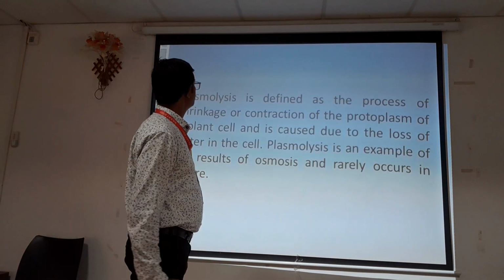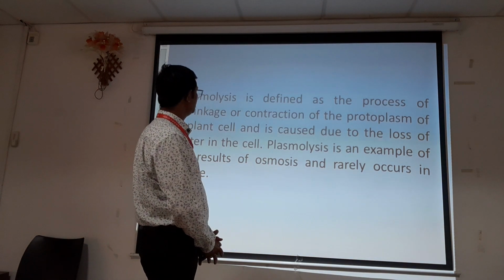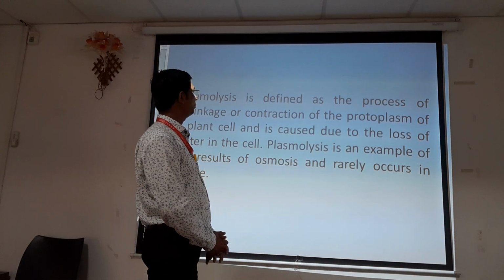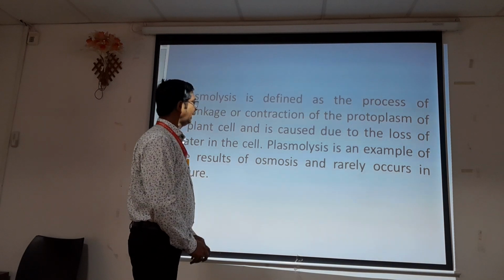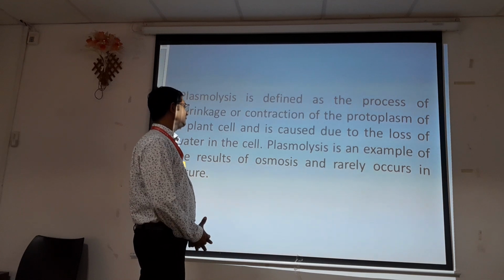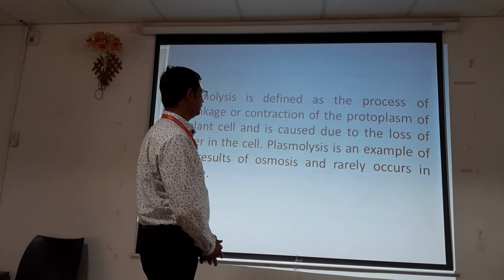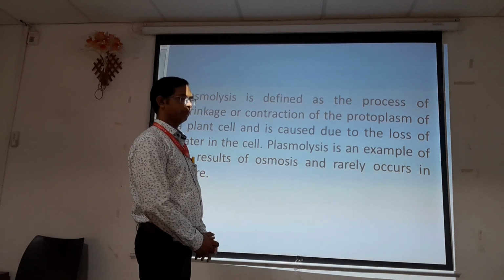Now what is plasmolysis? Plasmolysis is defined as the process of shrinkage or contraction of the protoplasm of a plant cell, and it is caused due to the loss of water from the cell. Plasmolysis is an example, or result, of osmosis, but it rarely occurs in nature.